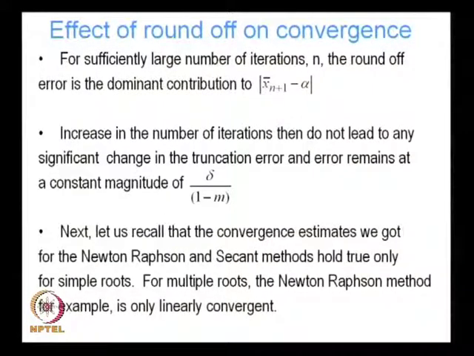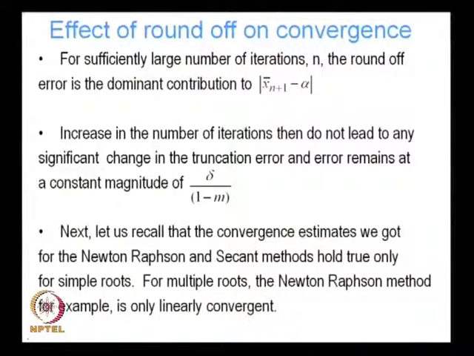So, the round-off error is the dominant contribution to x bar n plus 1 minus alpha. Increasing the number of iterations then does not lead to any significant change in the truncation error, because as I am reaching the limit of the sequence, the contribution of the truncation error is becoming negligibly small, right. But my round-off error remains at a constant magnitude of delta over 1 minus m, where delta is a bound on the round-off error in the last iteration, right.